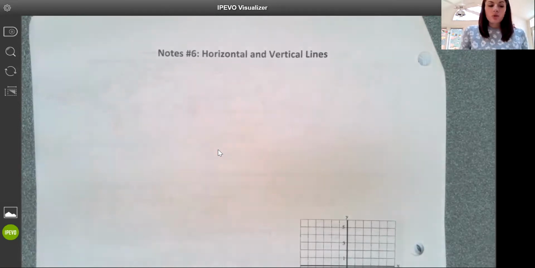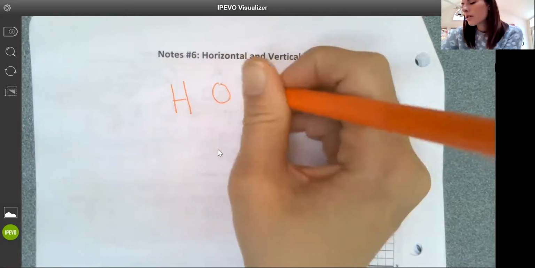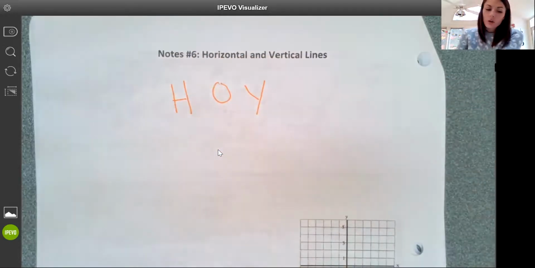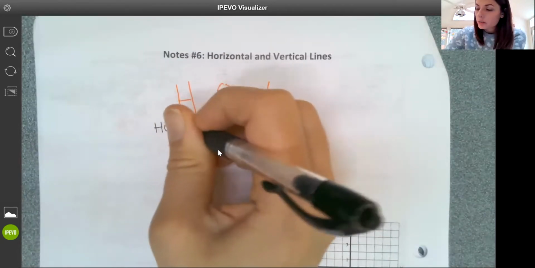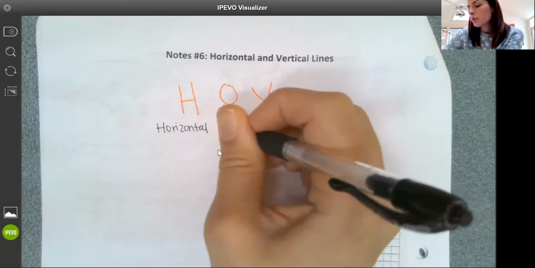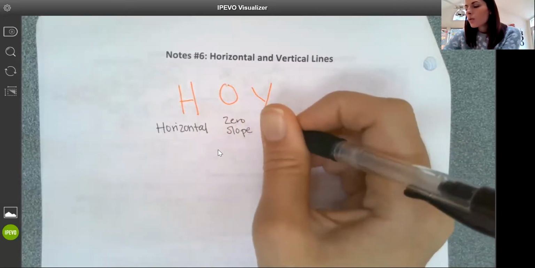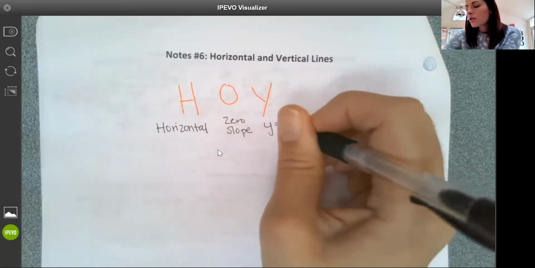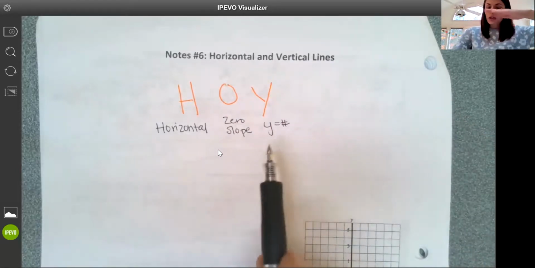And I have special words that I use for these types of graphs. So for our horizontal line, I call those lines a HOI. HOI stands for a horizontal line, 0 slope, so that O is supposed to represent 0, and the Y is because these graphs look like Y equals a number. So I call these HOI graphs.